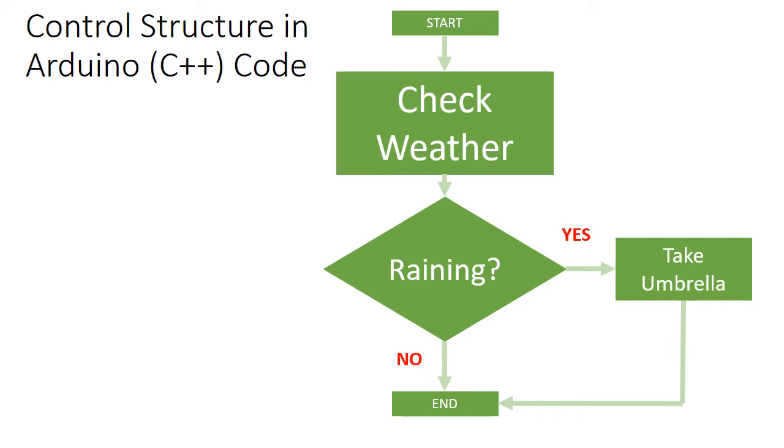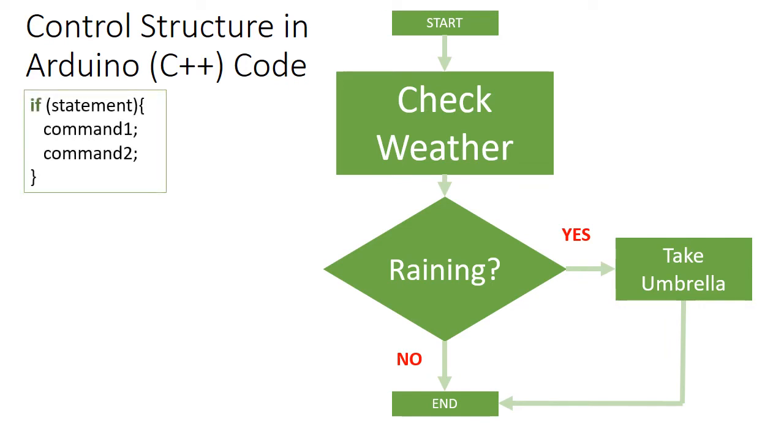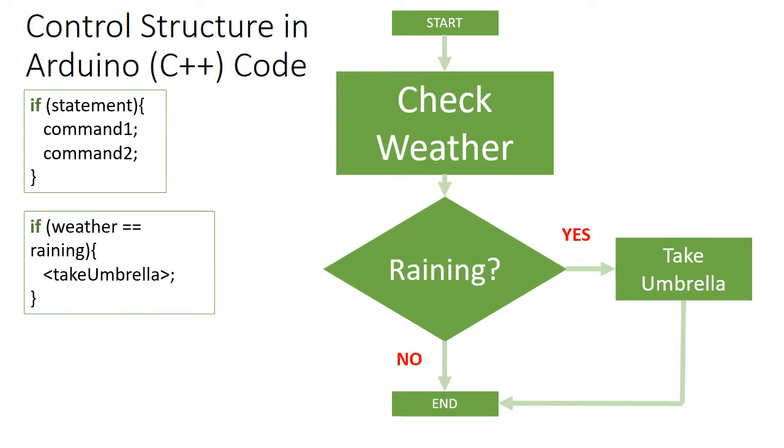You'll see that the question, raining, is enclosed in a diamond-shaped box. And this is a decision point. There are two arrows that leave the raining box, and the direction of the flow depends on the answer to the question. This is expressed, coded, using the if statement, or the if control structure. And here's the pseudocode that corresponds to it. The statement that's tested is if the weather is equal to raining.